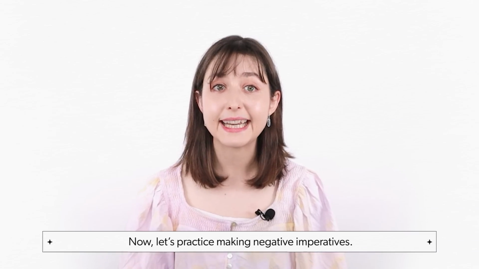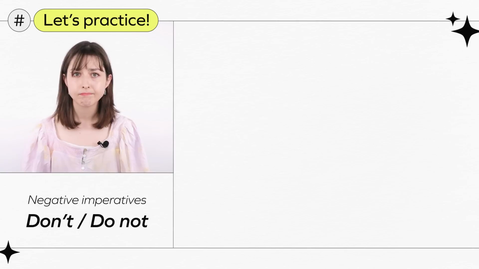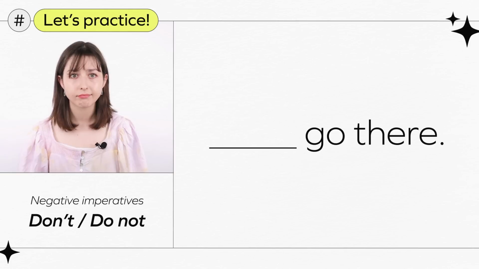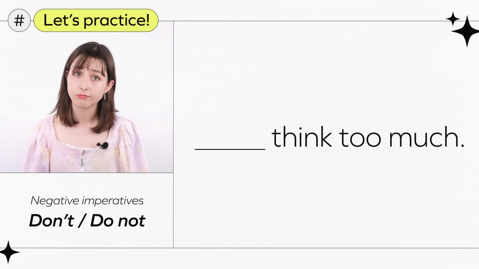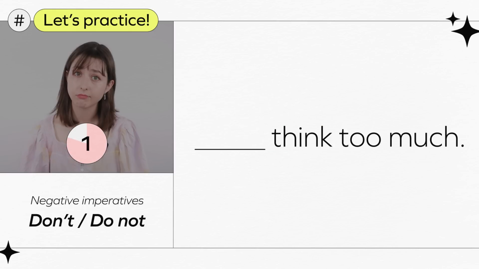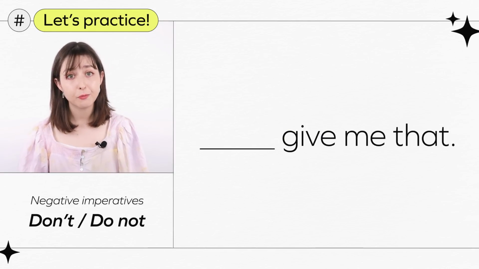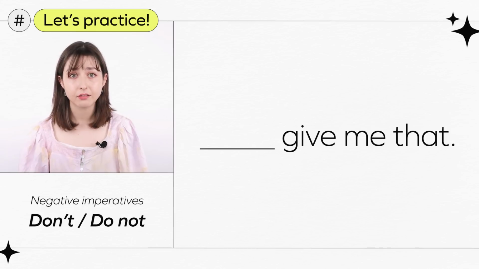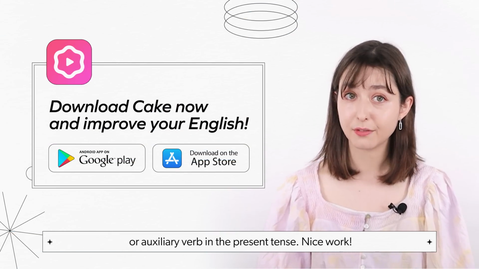Now let's practice making negative imperatives. Fill in the blank with don't or do not. Go there. Good. Don't go there. Think too much. Don't think too much. Give me that. Good. Don't give me that. Now you know how to use do in negative statements as a main verb or auxiliary verb in the present tense.